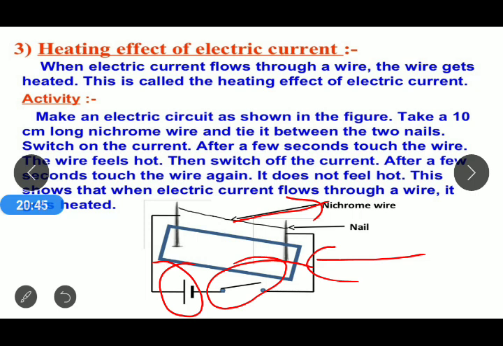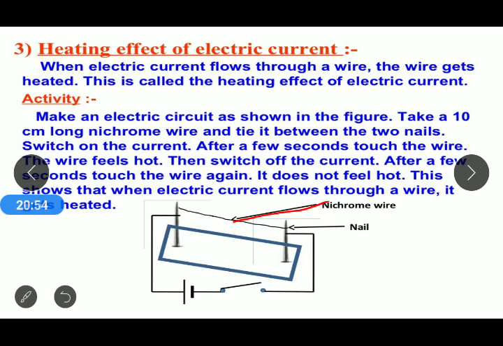Now we make an electrical circuit as shown in the figure. All the things are made from electrical symbols. Here we are not representing any electrical component by its physical structure. Everything is represented by its symbol: the electrical cell symbol, the switch symbol, the connecting wire represented by lines, and the nichrome wire is also represented by a line. We are just trying to make an electrical circuit as shown in the figure.